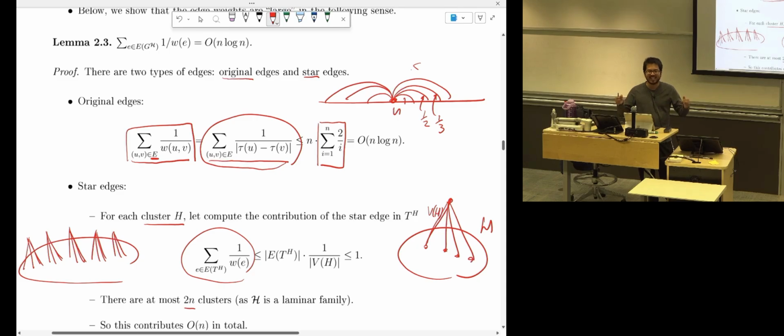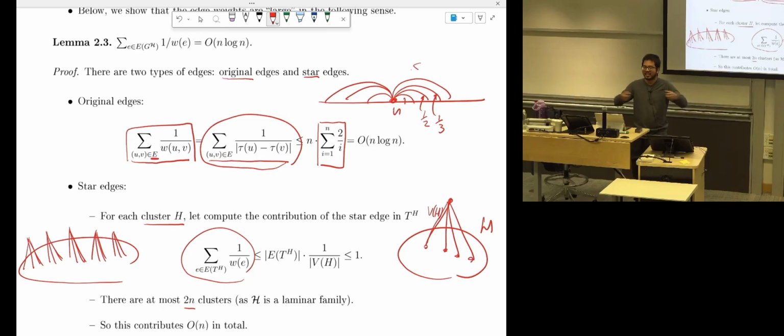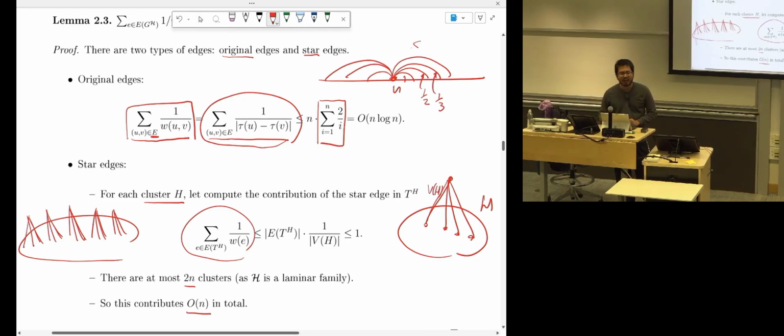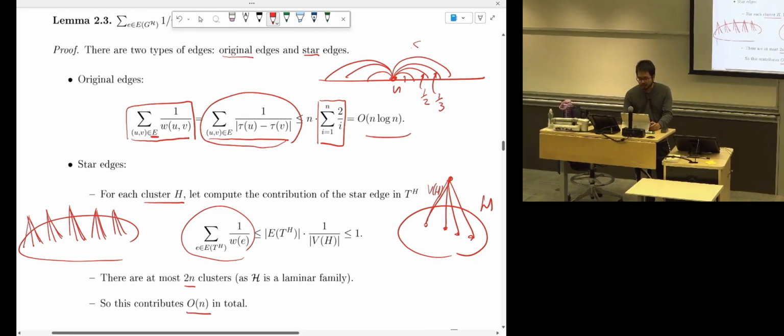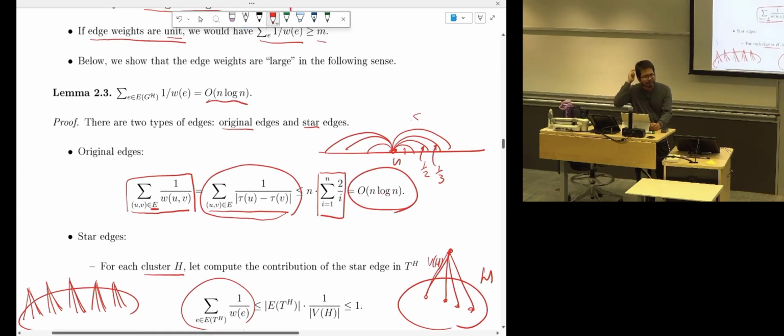Just because it's like a tree, right? A tree with n leaves can have at most 2n nodes. So actually this contributes in total 2n. This is n log n, this is 2n. So in total this is n log n. Okay. So the weights are big in this sense.